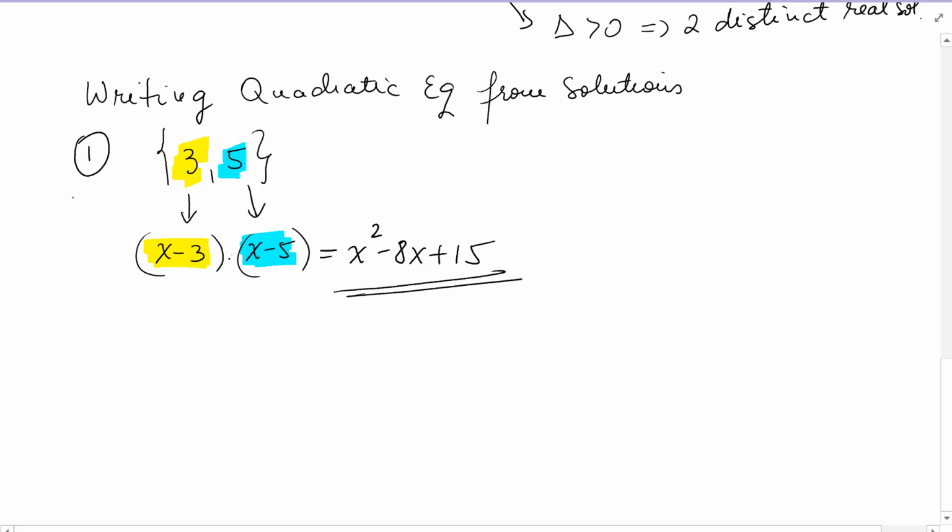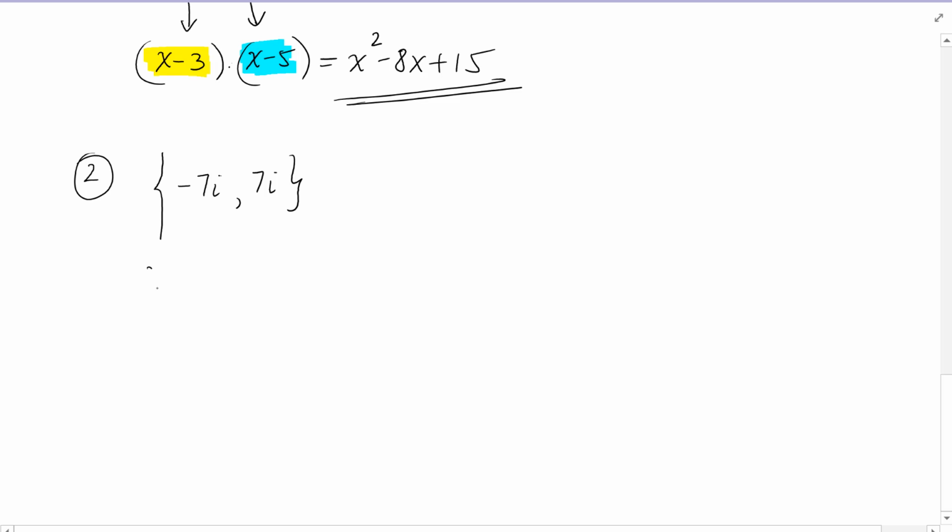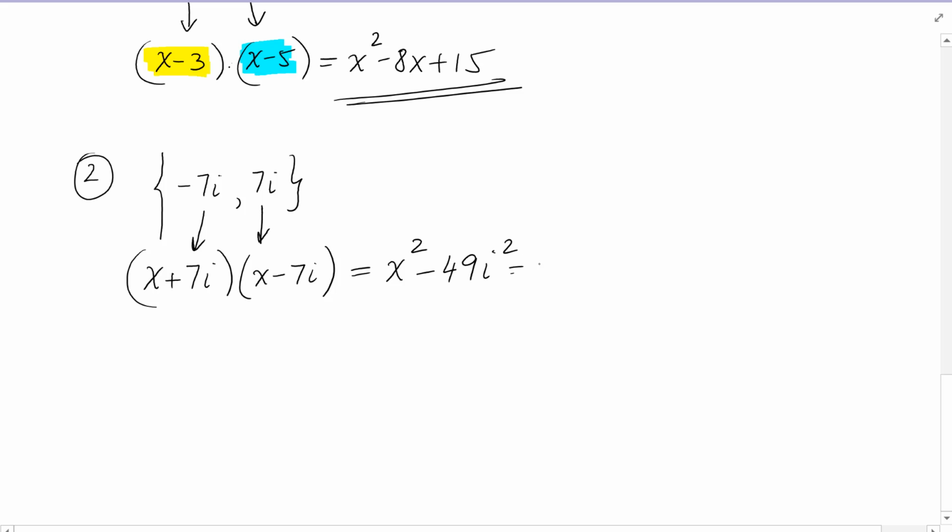One more. Let's say the solutions are negative 7i and 7i. The question is, what's the equation? So again, x plus 7i is a factor of my equation, and x minus 7i is a factor. Well, if you multiply this, you get x squared minus 49i squared, which means x squared plus 49.